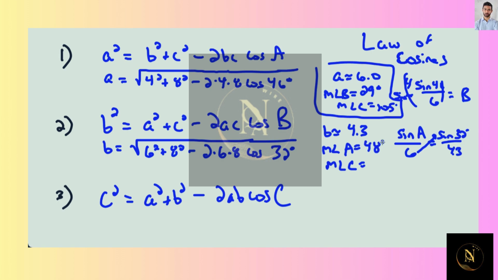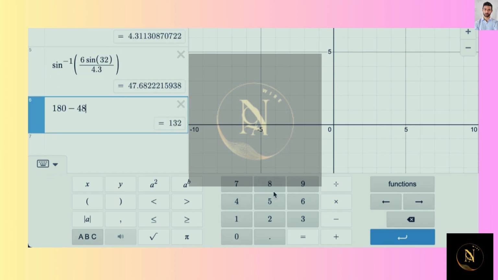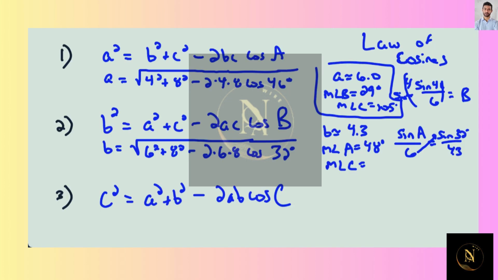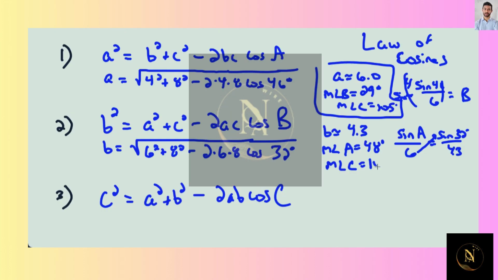And then subtract from 180. You get 180 minus 48 that we just found, minus the given 32, which leaves you with 100 degrees for the angle C.